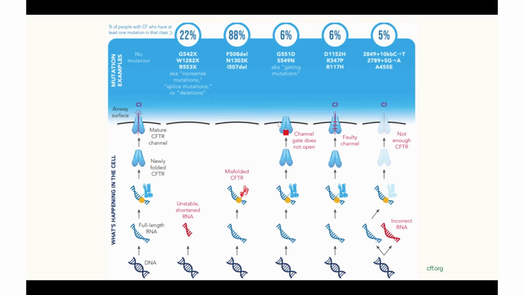There's many other types of mutations that lead to an abnormal CFTR protein. This one, channel gate does not open, so the chloride will not flow across. Okay, with these mutations, not enough CFTR along the cell membrane, right? So you're not going to facilitate that water flow as much if you don't have enough CFTR channels.